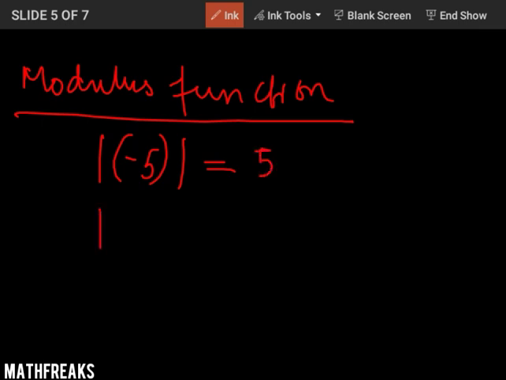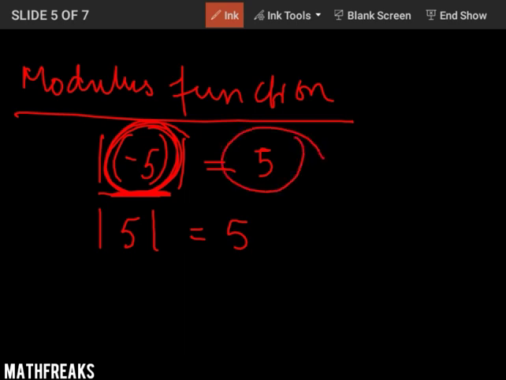So again, if you put in 5, this will come out to be 5. Now what do we understand by this? Whatever the thing is, after you take the modulus of it, it will give out the positive version of that.